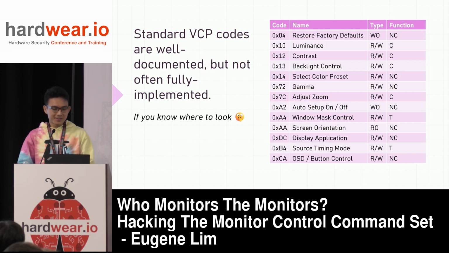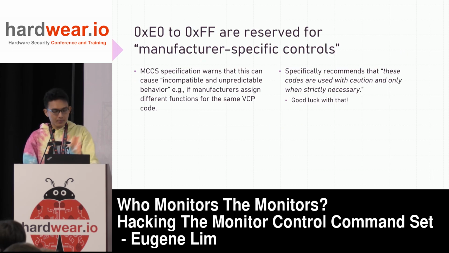There are well-documented standard VCP codes. This is a specification that's supposed to be private, but you just Google it and it's right there. Basically, it's a list of the standard commands that you would send to a display monitor: gamma, contrast, luminance, brightness, and you can also look at the different types and the functions that these codes support.